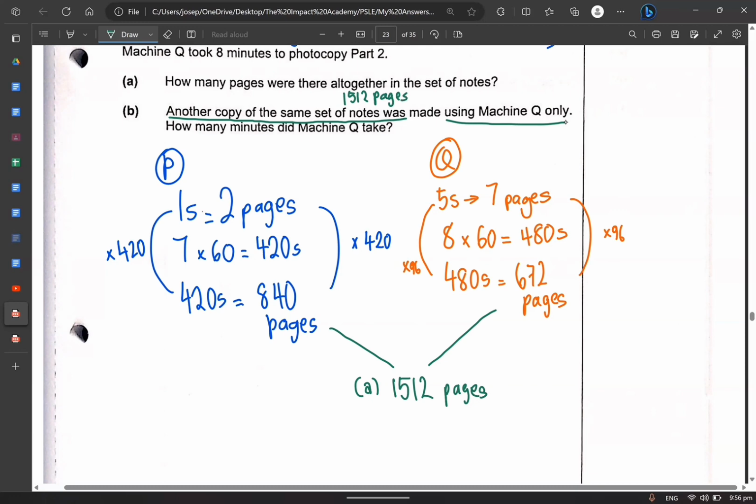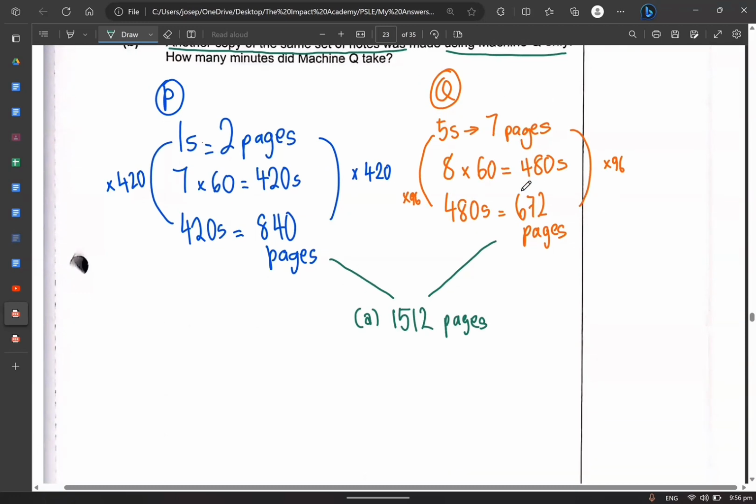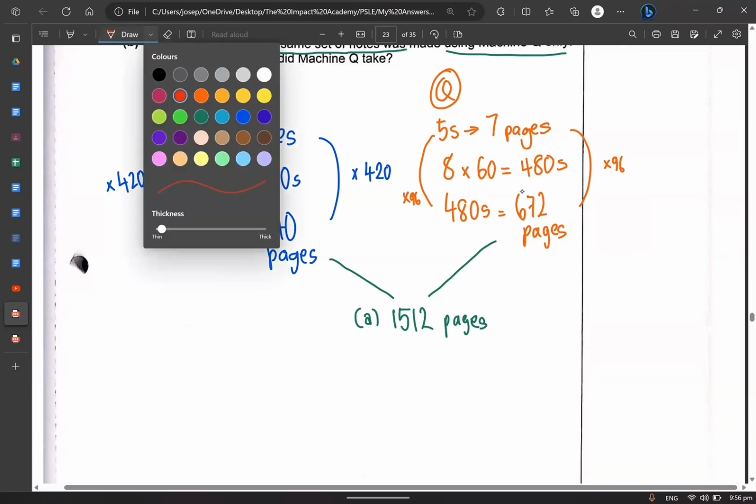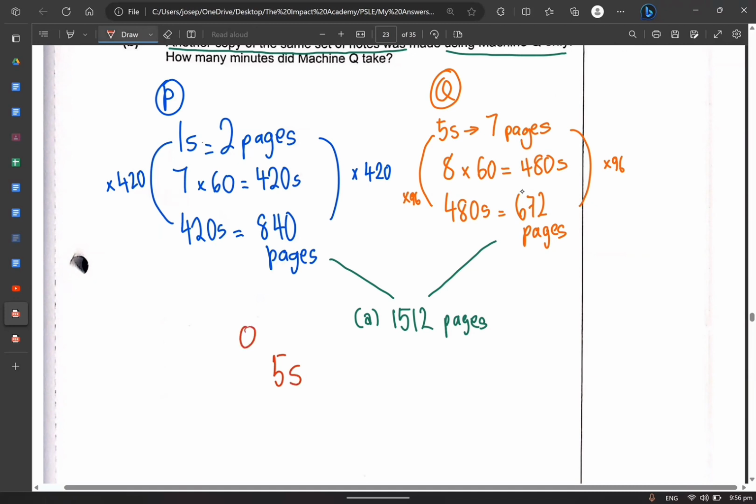All right, so what we want to say is that if Q takes 5 seconds to print 7 pages, then how many seconds will it take to print 1512 pages? Okay, so this is what you need to find. All you need to do is simply ask yourself, how do I get from 7 to 1512? So you just have to do 1512 divided by 7.